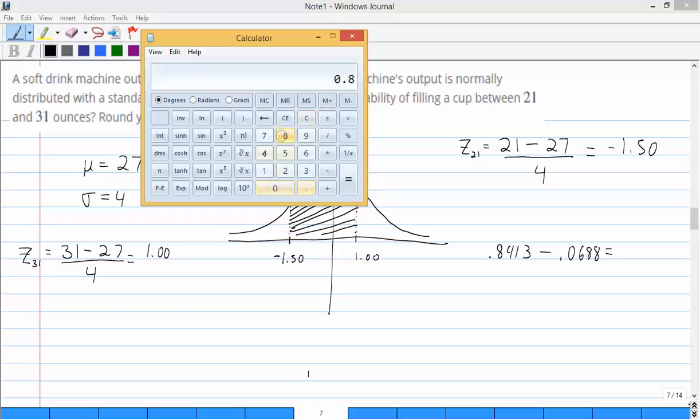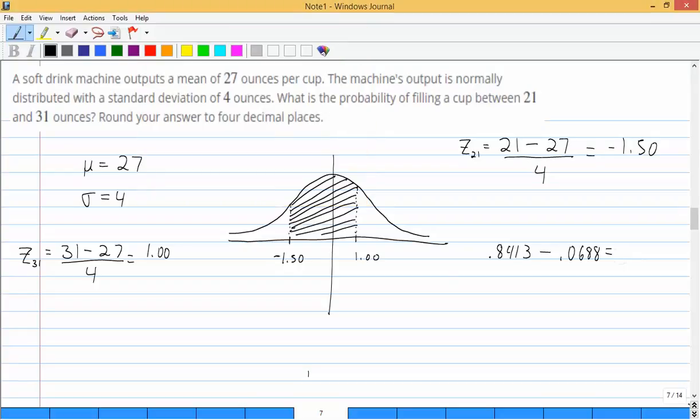So 0.8413 minus 0.0688 equals 0.7725. So what that actually means is there is a 77.25% chance that when the machine fills a cup, the volume of the liquid will be between 21 and 31 ounces. It's kind of strange.